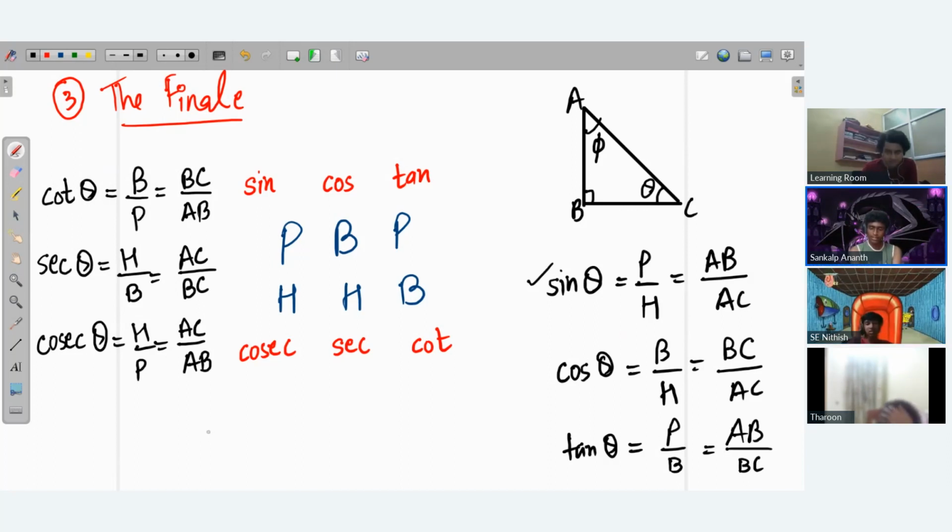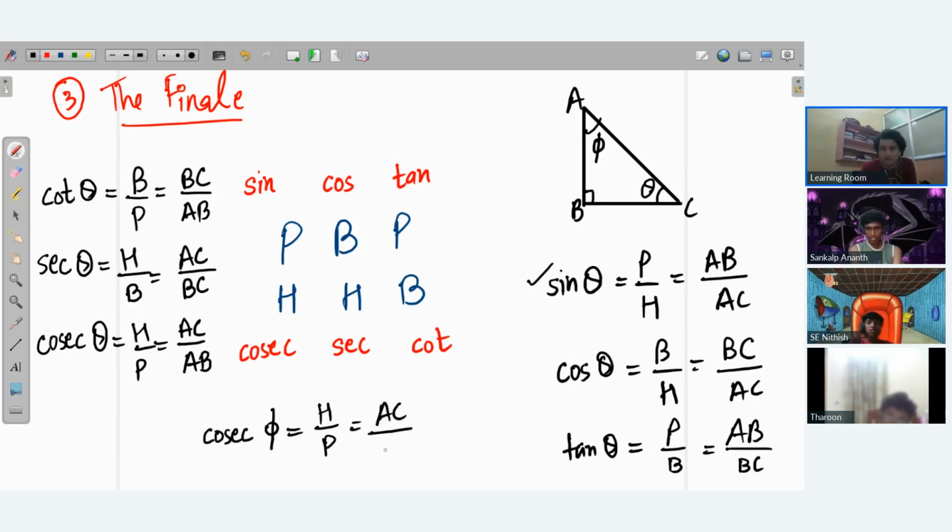Sine theta is equal to cosec phi, so let's check. For cosec, I should have H over P. Now for this angle phi, the hypotenuse is AC and the perpendicular is BC. Sir, that is just cosec theta. No, it's not.